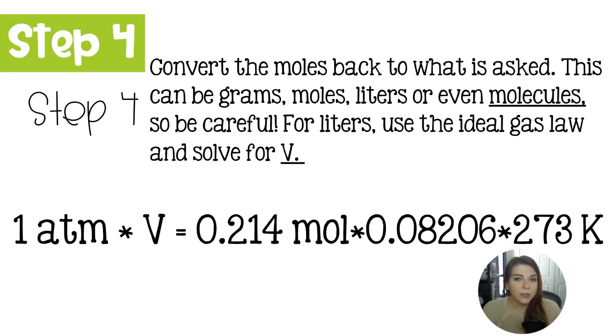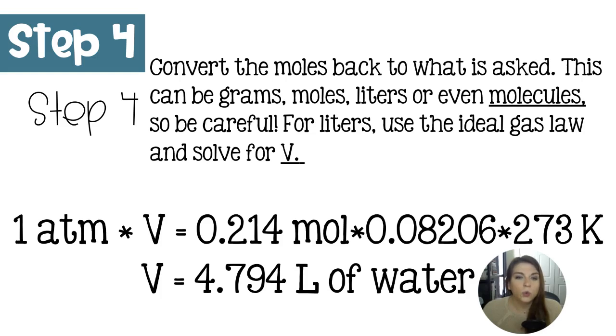In this case, again, we're being asked for liters, so we're going to fill in the ideal gas law, but solve for V. The entire reaction is happening at STP, so our pressure is 1 atmosphere, the temperature is 273 Kelvin. In this case, we're solving for volume. This is the number of moles of water vapor that we just solved for. And then this is the gas constant. Solving for all of that together, our volume is equal to 4.794 liters of water.